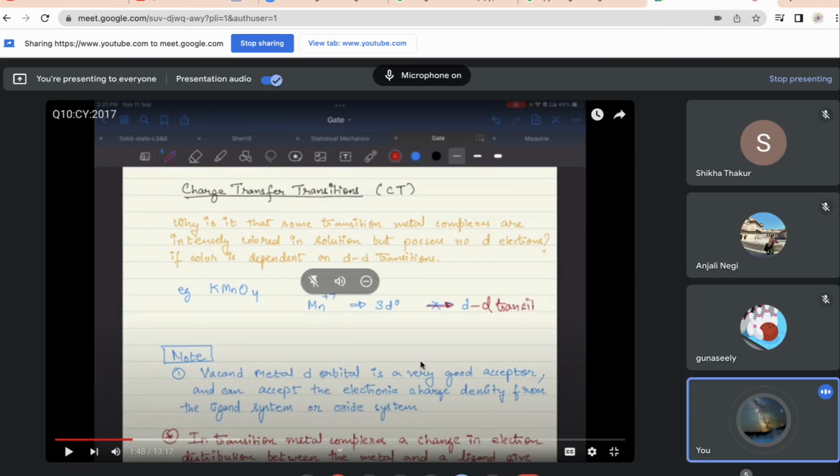If it's going too fast, you can tell me. Okay, otherwise, I have just increased the speed a little.